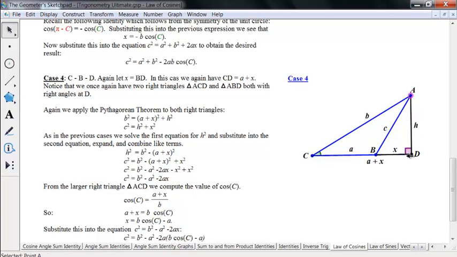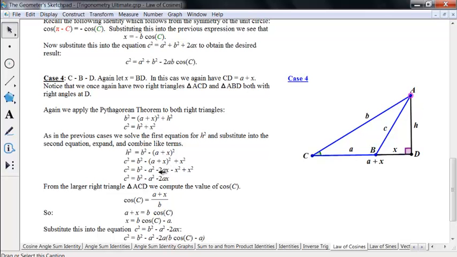Pythagorean Theorem applied to the big triangle: b squared is (a plus x) squared plus h squared. Little triangle here on the right is c squared equals h squared plus x squared. Once again, as before, solve for h squared. h squared is b squared minus (a plus x) squared. Put that in place of the other one here.